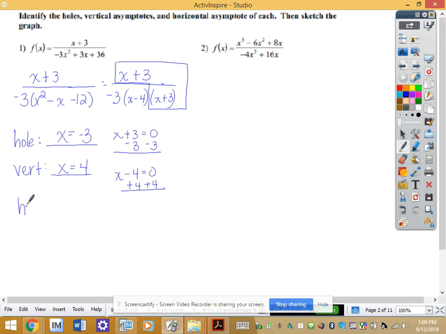For my horizontal asymptote, remember your horizontal asymptote is governed by your rules. So I look at the degree of the numerator is 1, the degree of the denominator is 2. When the numerator is less than the denominator, then you have a horizontal asymptote of y equals 0.